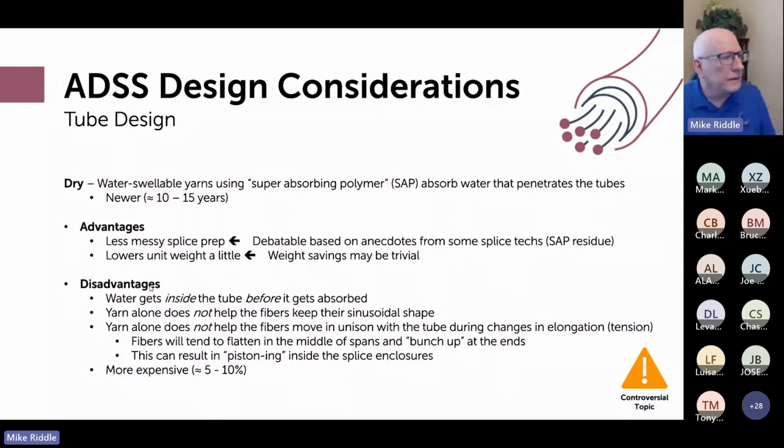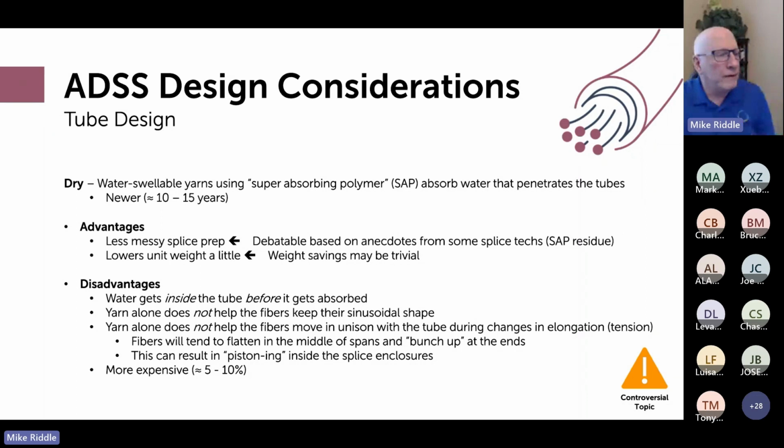The disadvantage here, in contrast to the core, is that it has significant disadvantages, I think, of using a dry tube versus a dry core. As with the core, water gets inside the tube before it gets absorbed, so I don't like that. But more importantly, the yarn does nothing to help the fibers keep their sinusoidal shape. And that gel in the tube, we talked about the loose tube concept. As the tube elongates, the fibers flatten. The gel actually facilitates that. And when the tube contracts again, the gel is facilitating the fibers moving back to their original place.